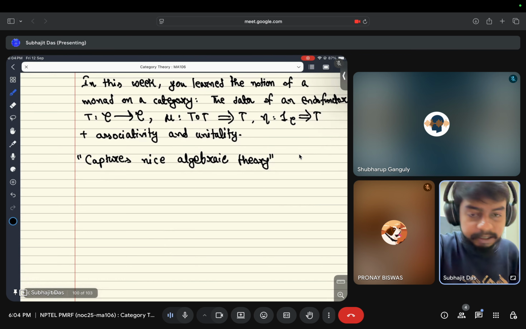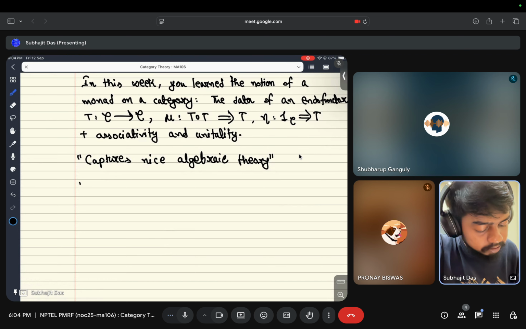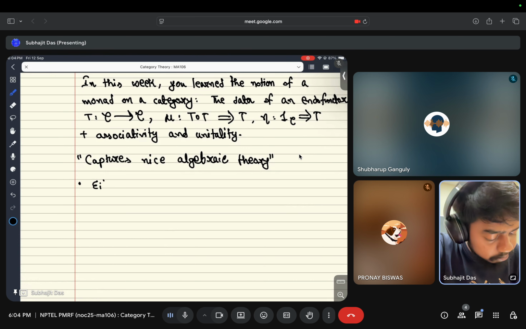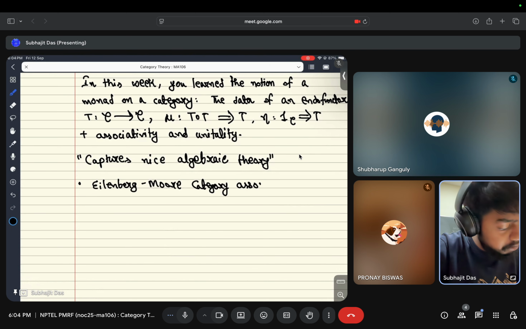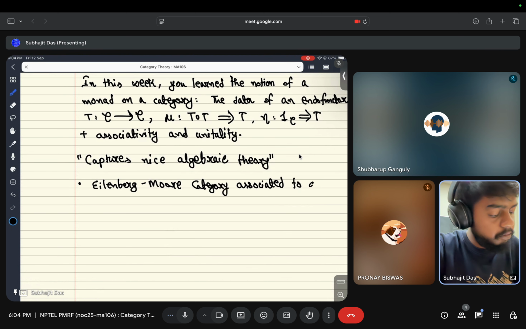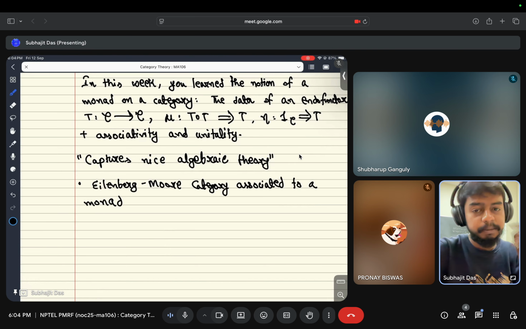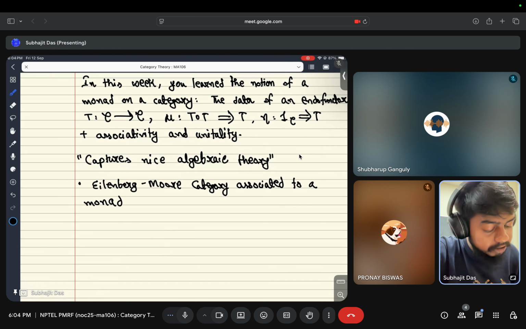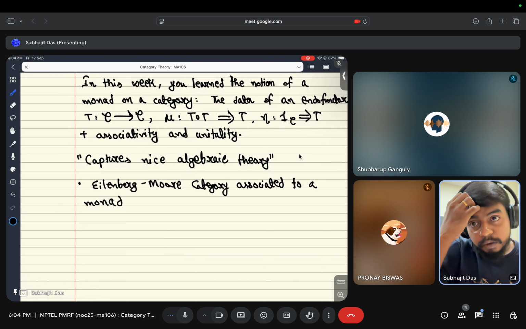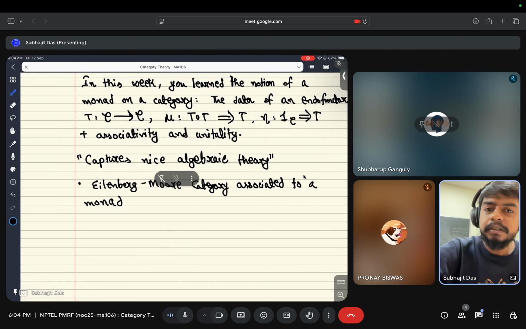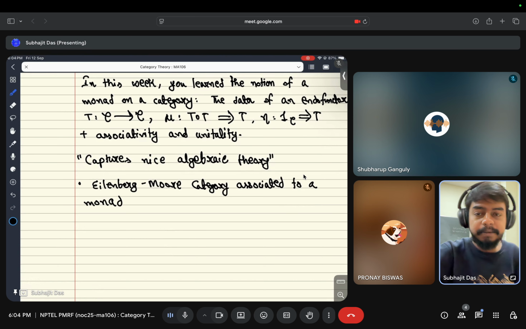So, associated to every monad, you also studied the concept of the Eilenberg-Moore category, the category associated to a monad, which is essentially the category of algebras for the monad. And there was one other category that probably was introduced this week, which was the notion of the Kleisli category of a monad. But I'm not really sure if that was introduced. But as far as I know, it's not examinable.